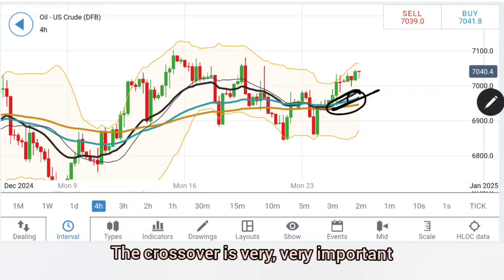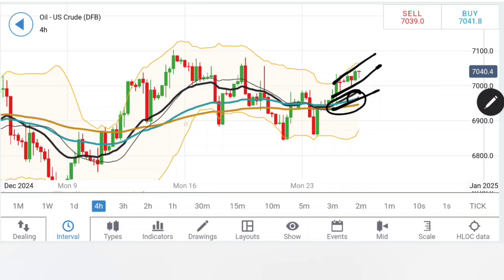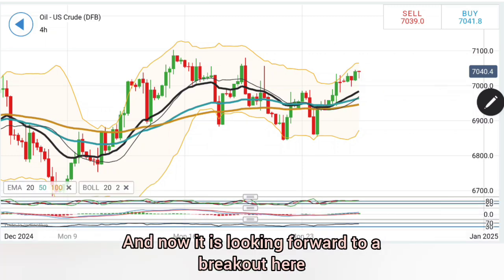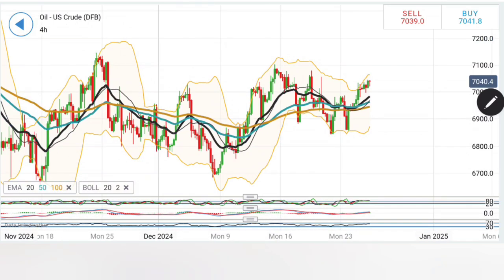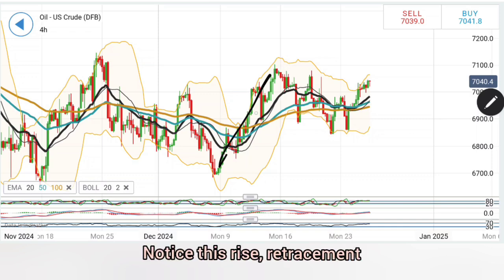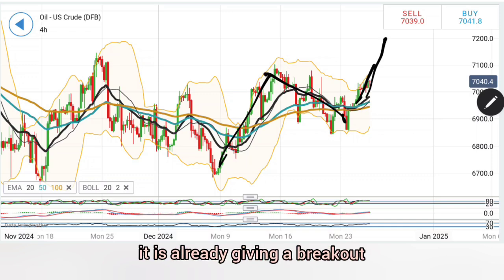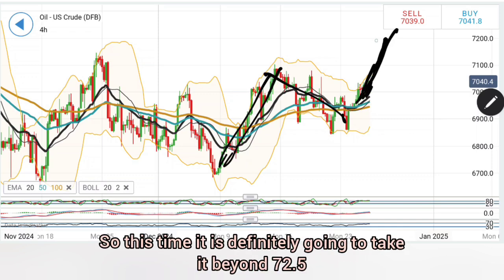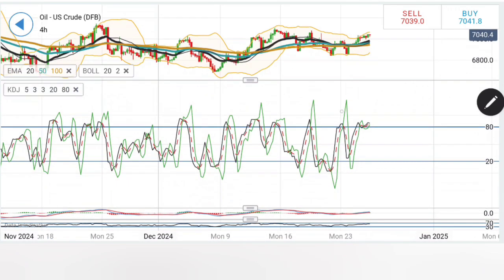The crossover is very important. Higher lows are important, and now it is looking forward to a breakout here. Remember, any move beyond 71 is a very good sign here. Notice this rise and retracement. It is already giving a breakout, so this time it is definitely going to take it beyond 72.5 if it breaks out here.